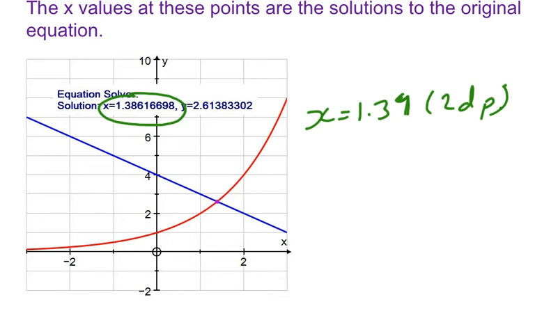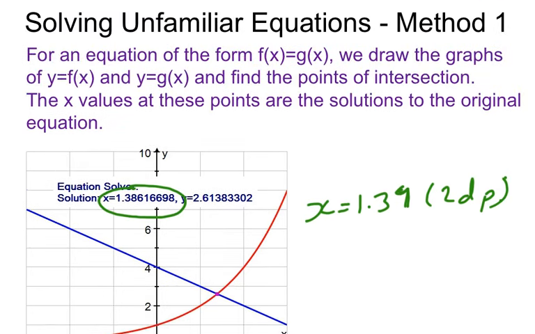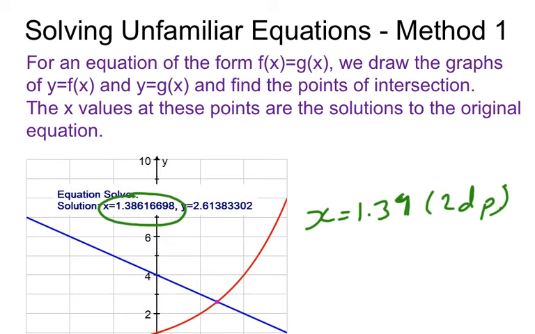So that's how we use method number 1 for solving unfamiliar equations. We find the f of x and the g of x, so the left hand side and the right hand side of the equation, and we put y equals f of x, so y equals the left hand side, and y equals g of x, so y equals the right hand side. We plot both of those and then find the points of intersection, and the x coordinate of that point is our solution.